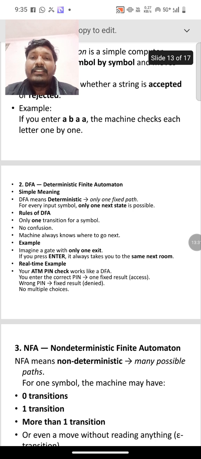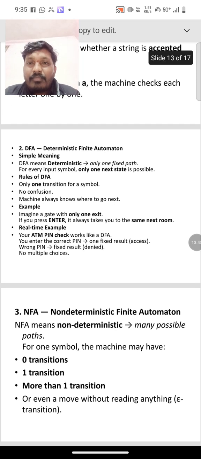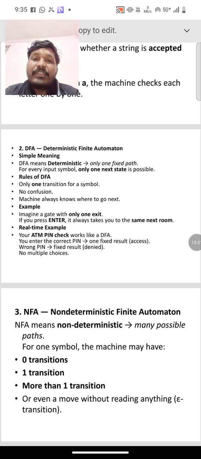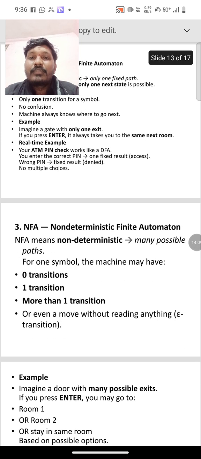Here some rules are there in DFA. Only one transition for a symbol, no confusion. The machine always knows where to go. Only a single path is recommended. For example, an ATM pin check works like a DFA. If you enter the correct pin, there is one fixed result, that is access. If you enter the correct pin, we can access the ATM amount. Otherwise, if you enter the wrong pin, it is denied.